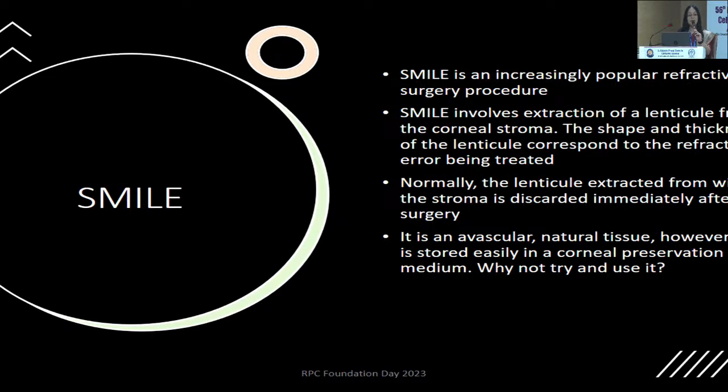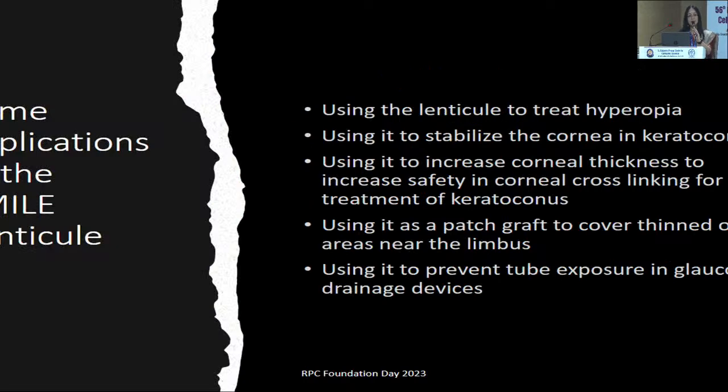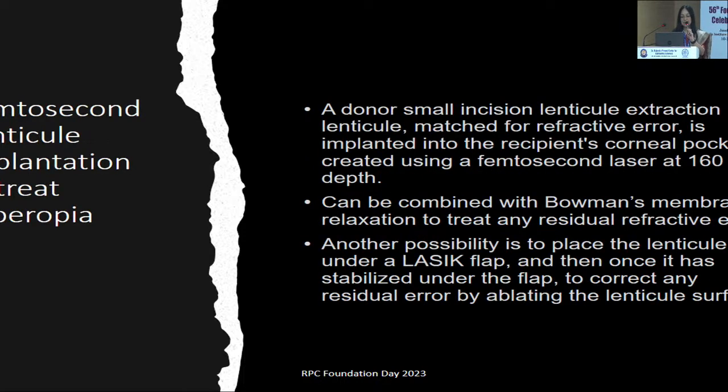Every time I would throw away that lenticule, it would hurt me, and therefore we thought of some novel uses of these lenticules, which were natural normal tissue. Some applications that we could think about were using the lenticule to treat hyperopia, using it to stabilize the cornea in keratoconus, using it to increase corneal thickness to increase the safety in corneal cross-linking for the treatment of keratoconus, as was pointed out before, using it as a patch graft to cover thinned out areas near the limbus, and using it to prevent tube exposure in glaucoma drainage devices.